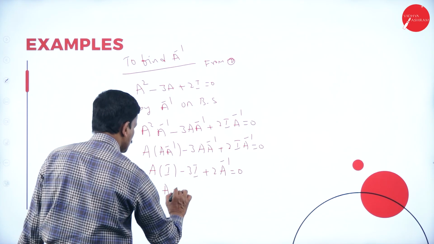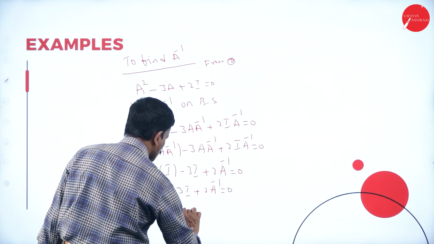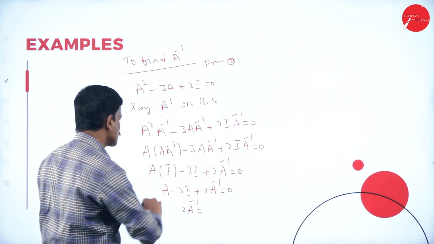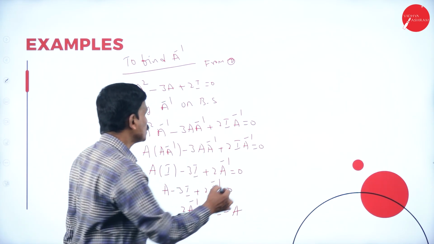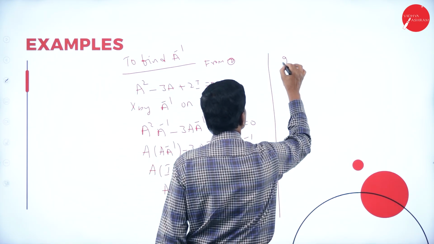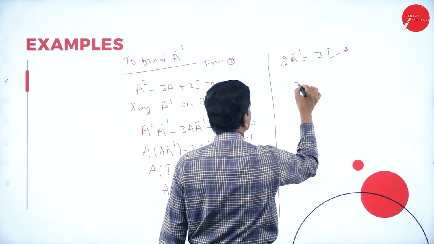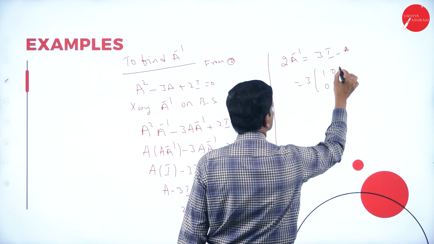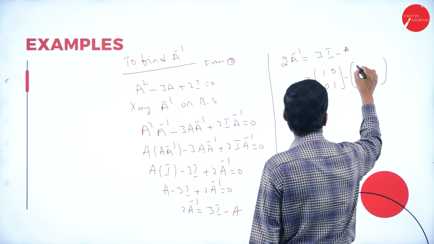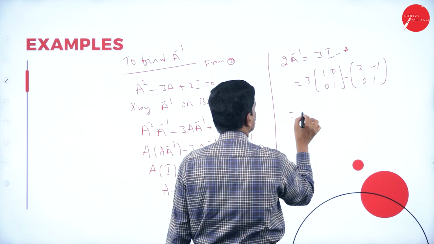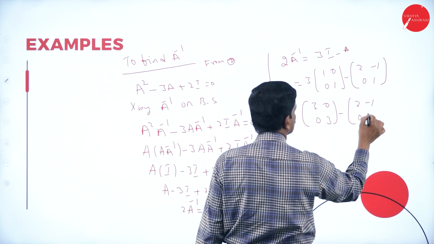A into I is equal to A, minus 3I plus 2A inverse is equal to 0. Now what we need to find is A inverse. 2A inverse is equal to minus 3I becomes plus 3I and plus A becomes minus A. Now simplify this. 2A inverse is equal to 3I minus A. 3 into identity is [3 0; 0 3], minus A, which is the given matrix [2 -1; 0 1]. Now multiply it.